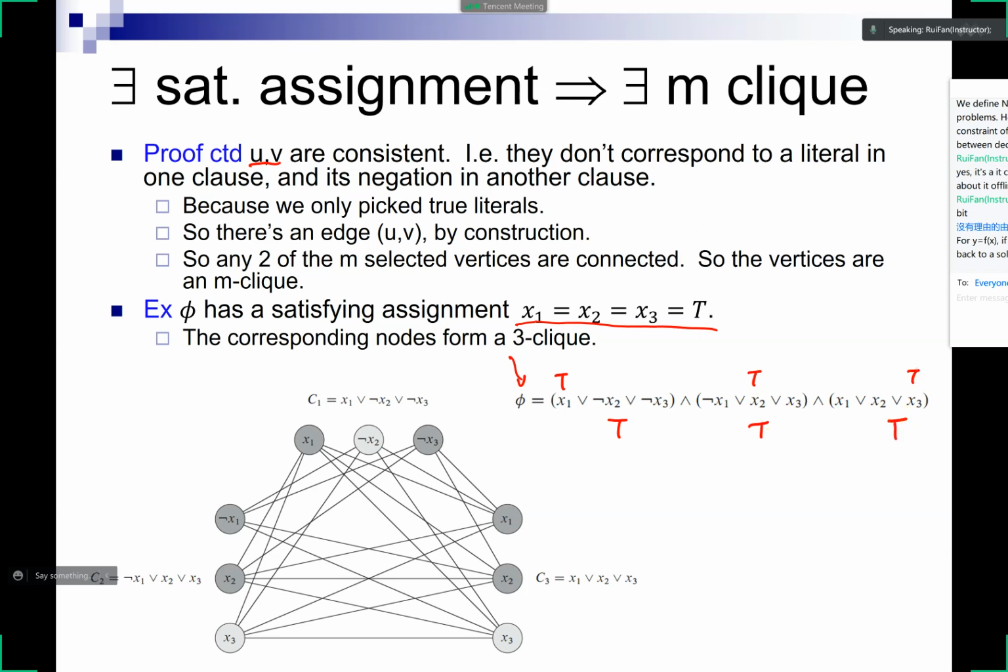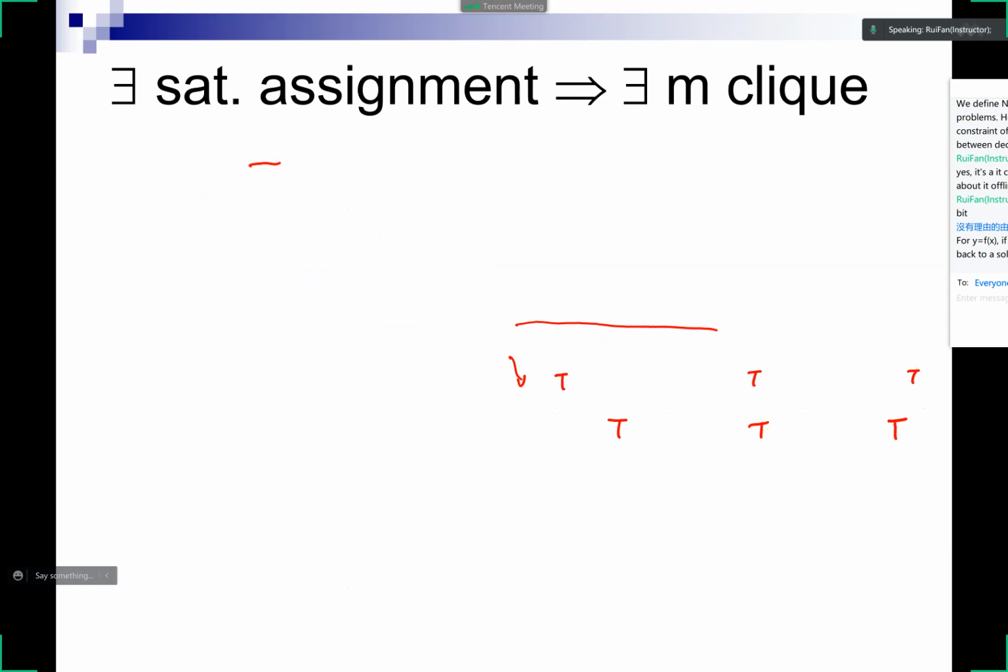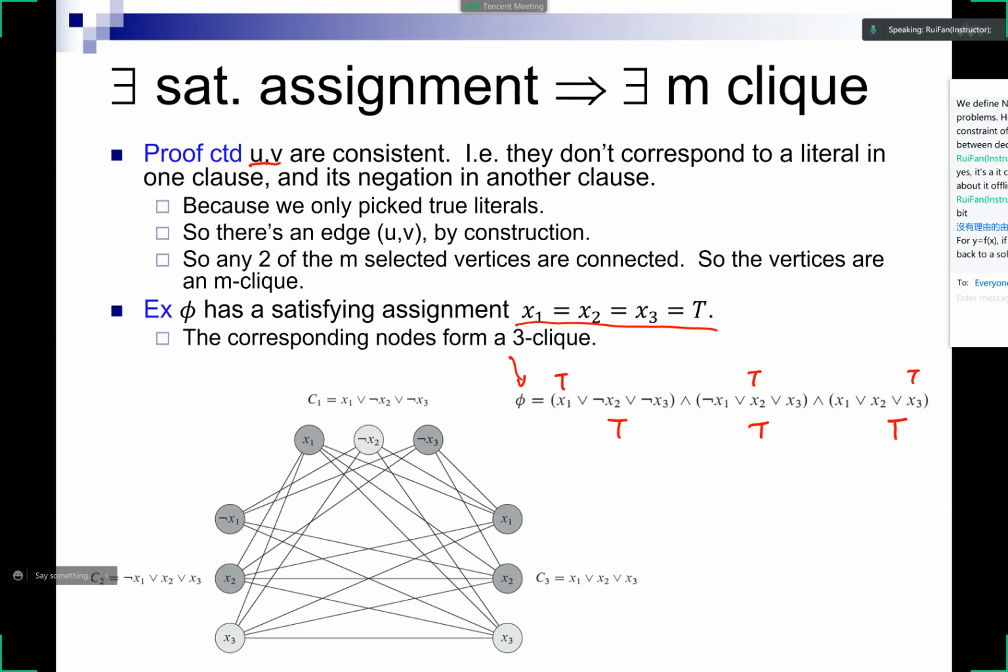Now we can use this satisfying assignment to find a 3-clique. The way that we find it is, for each of these clauses, we're going to pick out a true literal. For clause 1, we pick this literal because x1 is true. For clause 2, we pick this one over here, which is also true. And for clause 3, we set x3 to be true, so we can pick this as our vertex. Now these 3 vertices form a 3-clique.